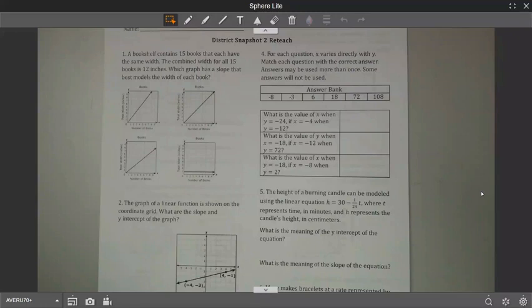All right, number one. A bookshelf contains 15 books that each have the same width. The combined width for all 15 books is 12 inches. Which graph has a slope that best models the width of each book?